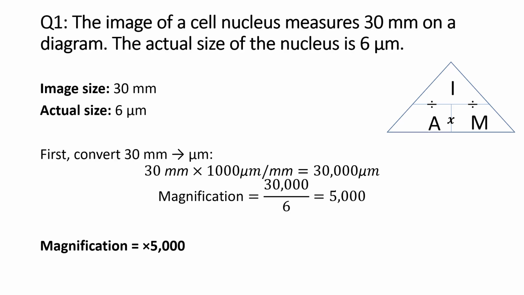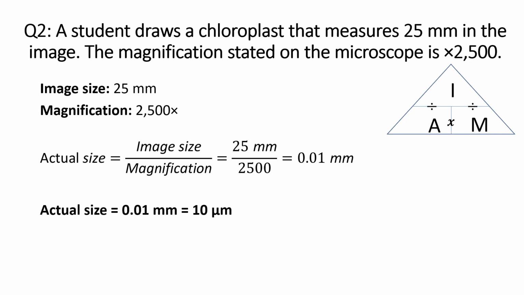We could also turn the 6 µm into mm and do the same division with the image divided by the actual, but you will get the same answer. So in this question, again, we're talking about chloroplasts this time, and it doesn't matter which part of the cell or even the whole cell we're talking about, it's always the same sequence of steps.